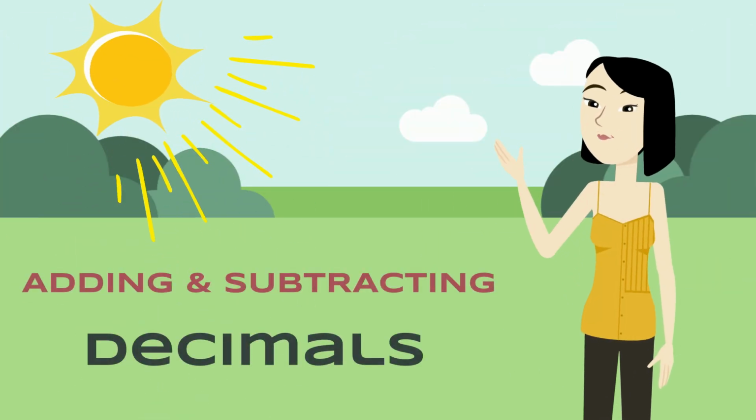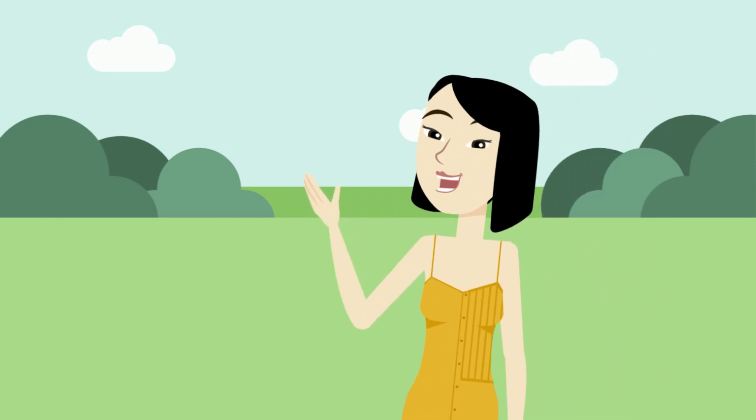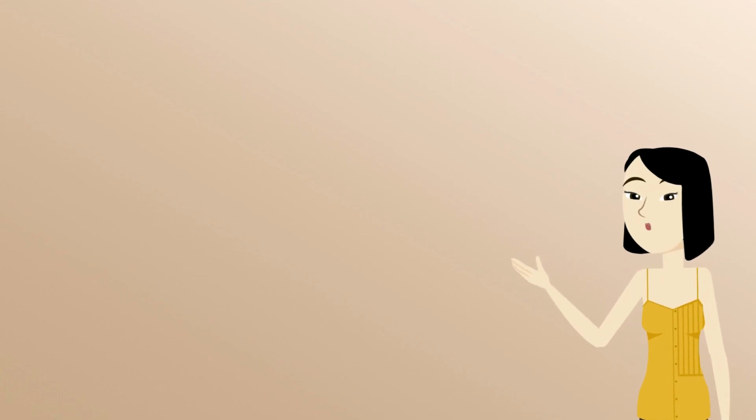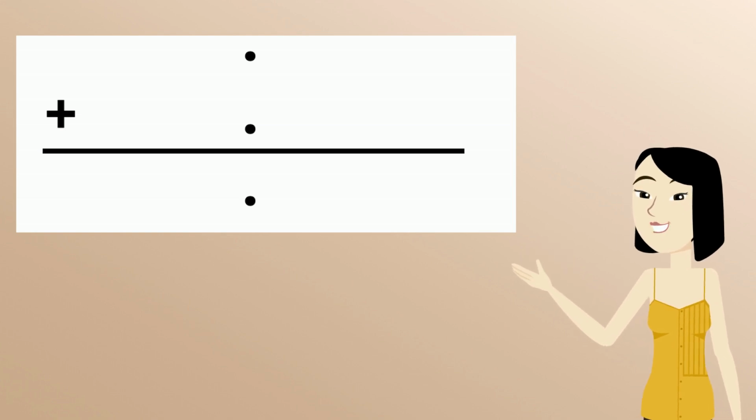In this video, we're going to learn about adding and subtracting decimals using algorithm. It is very similar to using algorithms to add and subtract whole numbers, which I assume you are already familiar with. The key to adding or subtracting decimals is to ensure that the decimal points of all the numbers, including the answer, are in line.